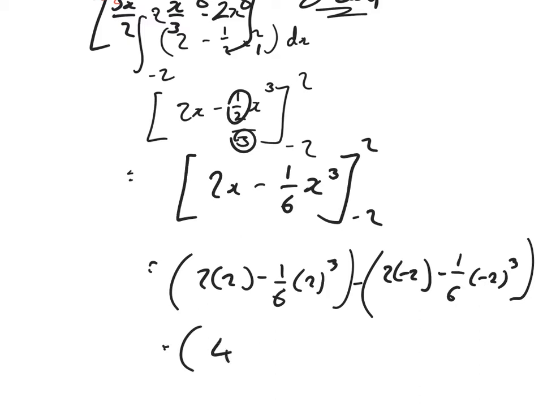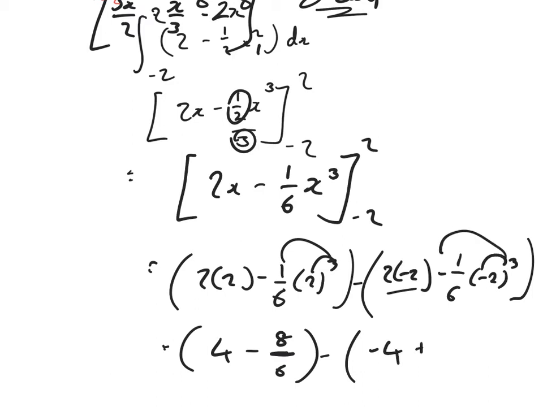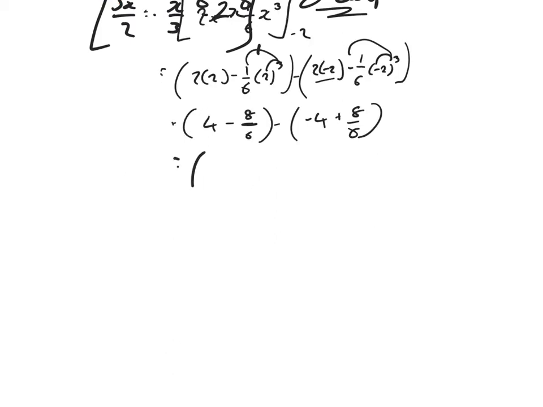Okay, 2 2s are 4. Minus 2 cubed is 8, and that's going to be 8 over 6. Close the bracket, minus, open up. 2 lots of minus 2 is minus 4. Minus 2 cubed is minus 8. Minus 8 times minus a 6 is plus 8 over 6. Okay, I can now simplify that down to 4/3.